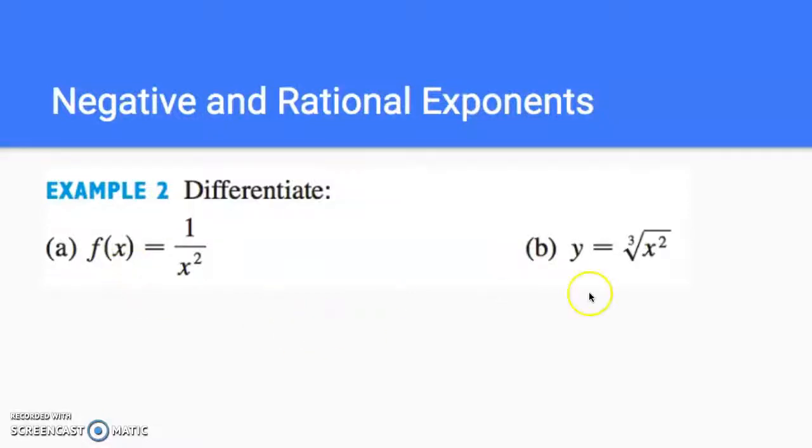In this example, it's just like the last one where you want to write this as a negative exponent, and this one you want to write as a rational exponent and then find the derivative. So if you feel like you know what you're doing, pause the video and try that now.